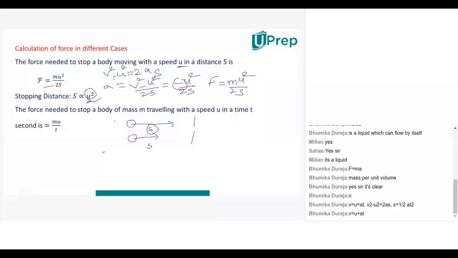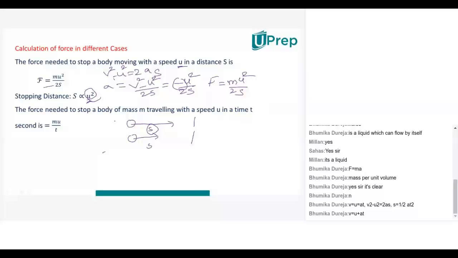Which one will travel more distance before it stops, the 20 meter per second object or the 10 meter per second object? 20 meter per second. Very good. Why? Sir, because the 10 meter per second object will come to rest in less time than the 20. Okay. So when velocity is more, it can travel more distance. If the initial velocity is more, it can travel more distance.